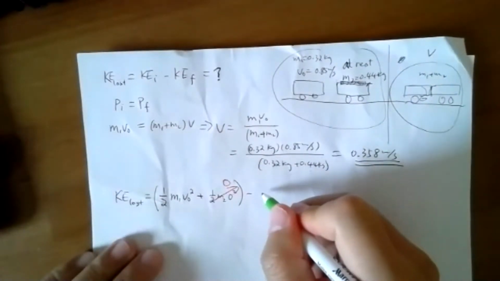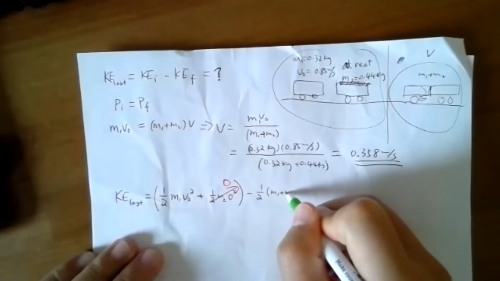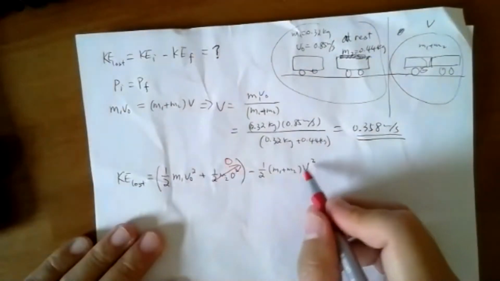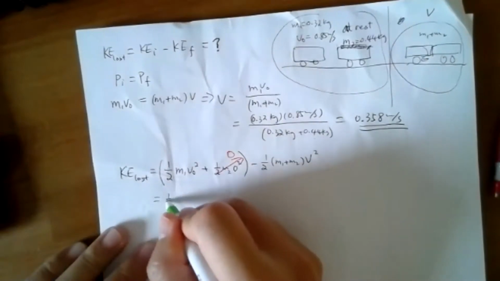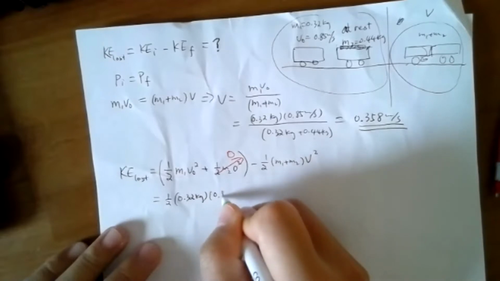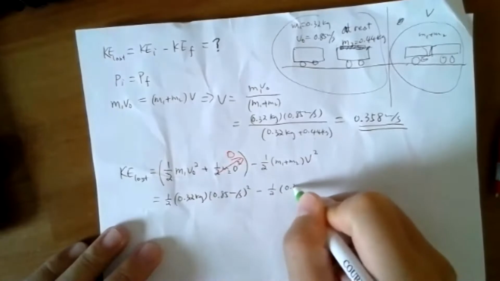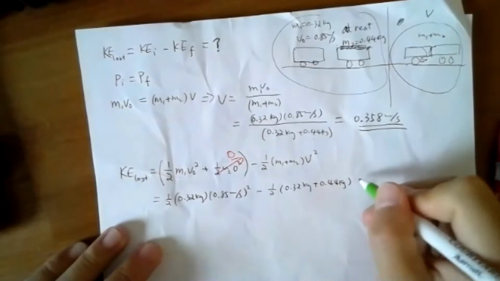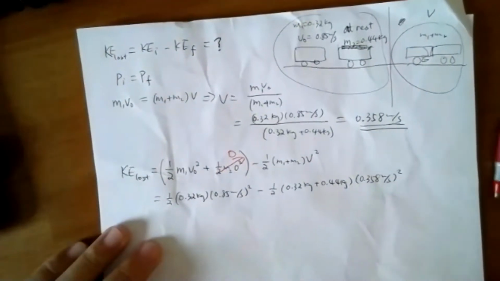Now minus, the two stick together, so you can put them together: 1/2 (m1 plus m2) v squared. You have everything you need, I think. So you're going to just plug in the numbers. So this would be 1/2 times 0.32 kilogram times 0.85 meters per second squared, minus 1/2 times (0.32 kilogram plus 0.44 kilogram) times 0.358 meters per second squared.